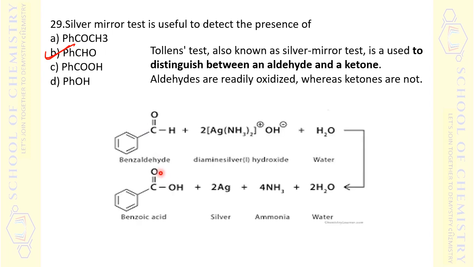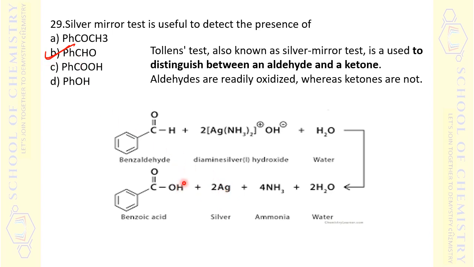Just for your reference, the reaction is given: benzaldehyde, and this is the final reagent that is formed when you use the Tollens reagent. Of course there is a method to prepare it, but usually we call it ammoniacal silver nitrate. That produces this reagent, and it will oxidize this aldehydic functional group to a carboxylic acid functional group. In turn, the silver gets reduced, and because of these silver particles, the silver mirror or sometimes black precipitate that you get is due to this silver, right? So the answer is option B.